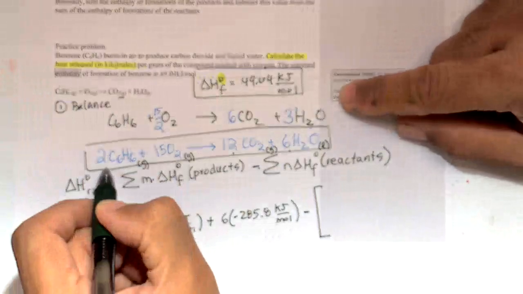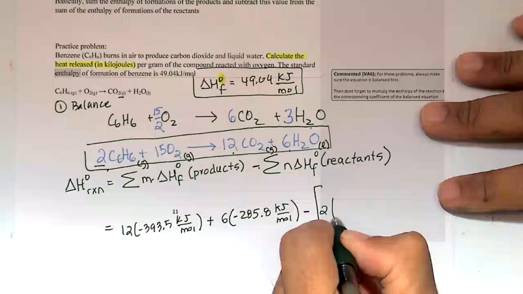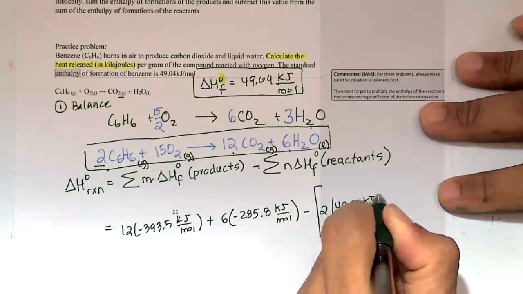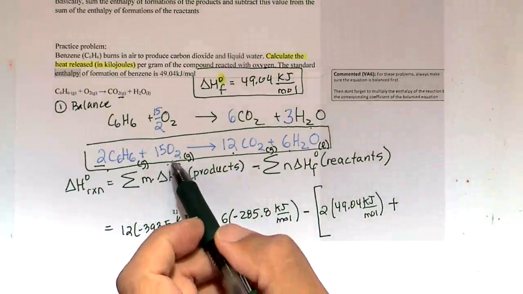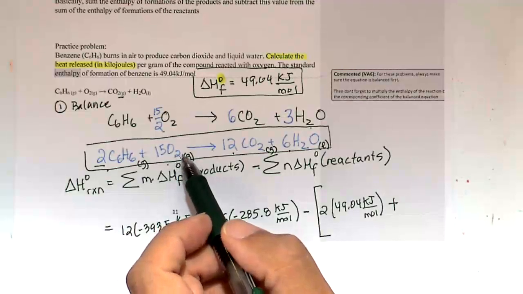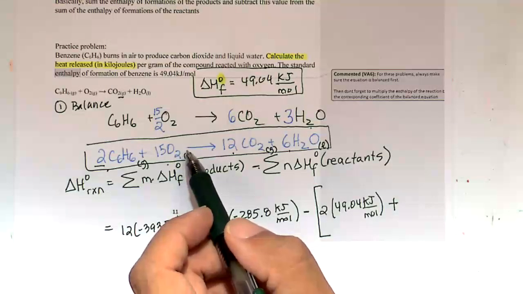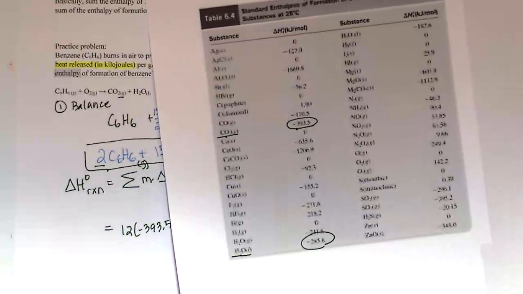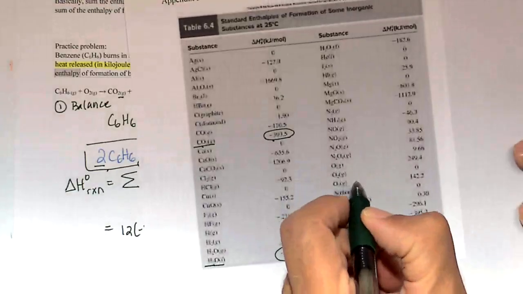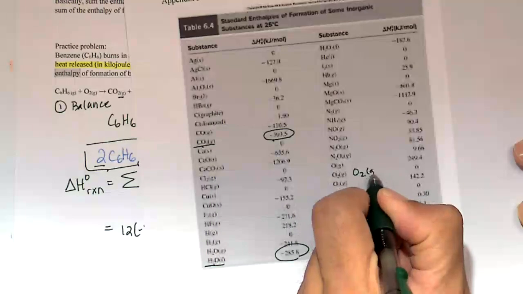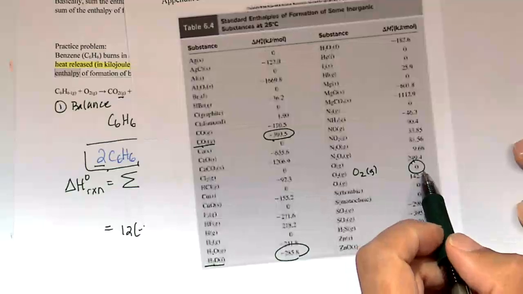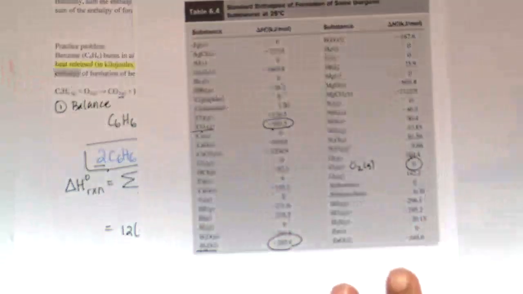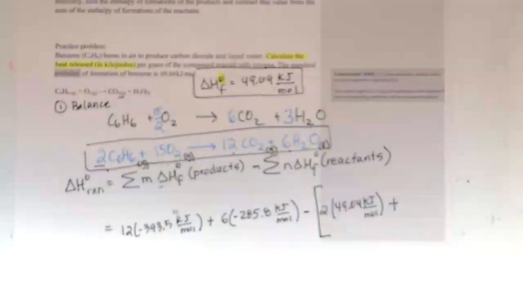How many moles of benzene do we have? 2, so it's going to be 2 times 49.04 kilojoules per mole. Plus oxygen, O2 gas. O2 gas should be 0. It's the base element. Base element is 0. Even if you don't know it's the base element, you'll see that oxygen gas is 0. You can look it up. I know it's hard to see, but on the exam you'll have it so you can read the numbers.